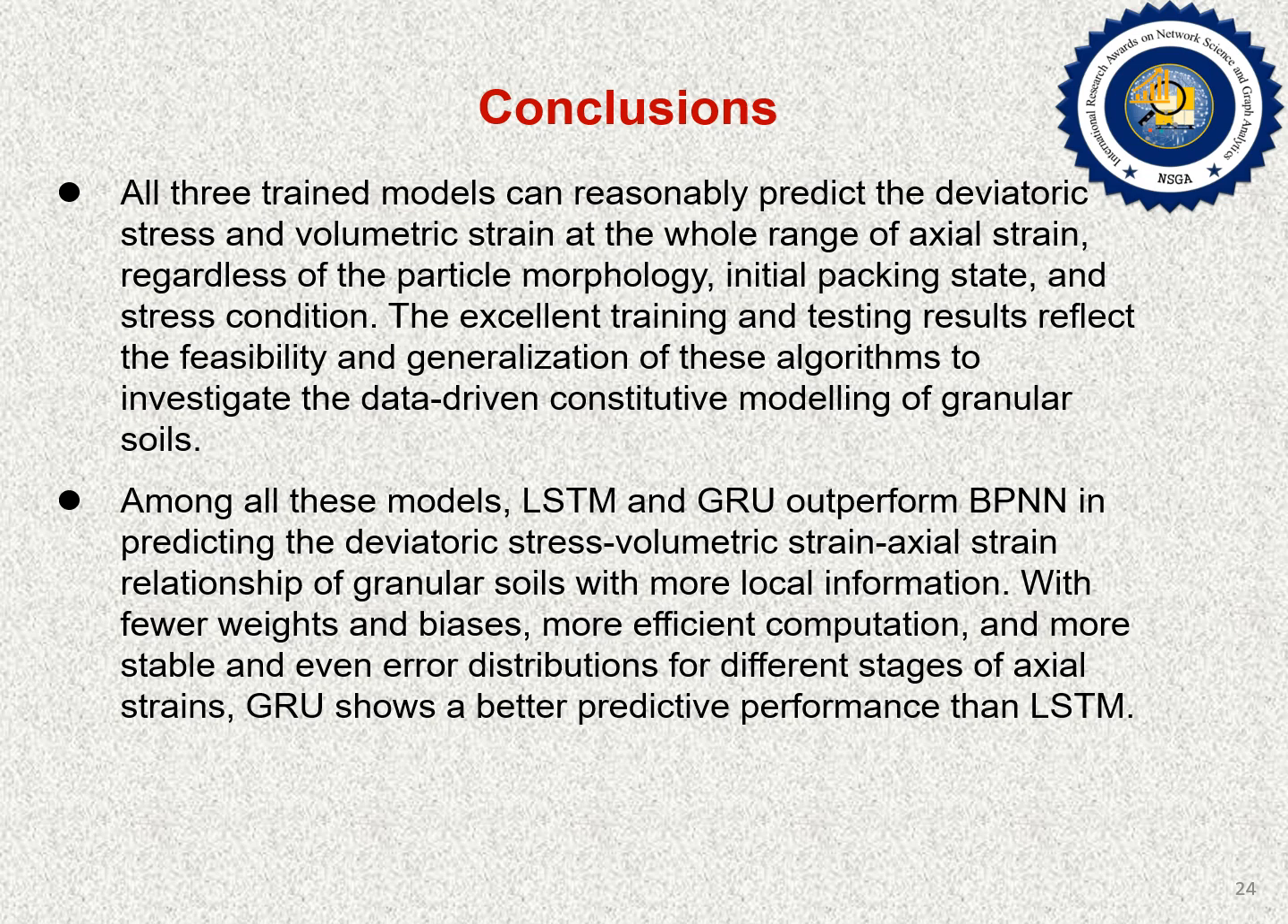Among all these models, LSTM and GRU outperform BPNN in predicting the deviatoric stress, volumetric strain, and axial strain relationship of granular soils. With more local information, fewer weights and biases, more efficient computation, and more stable and even error distribution for different stages of axial strains, GRU shows a better predictive performance than LSTM.